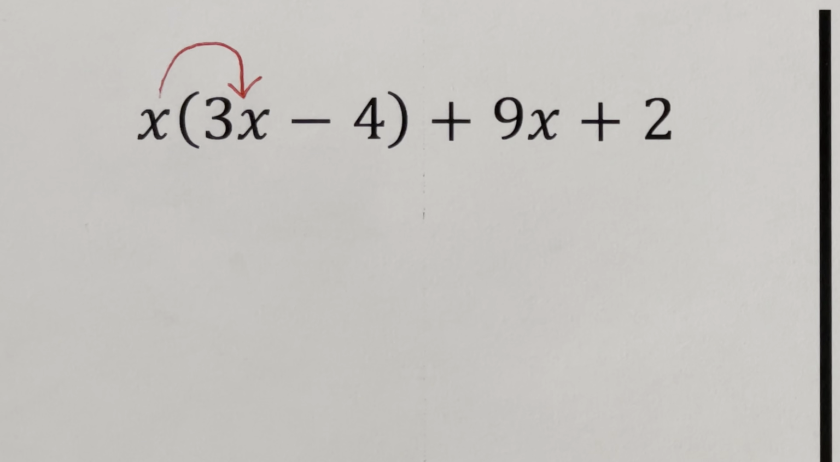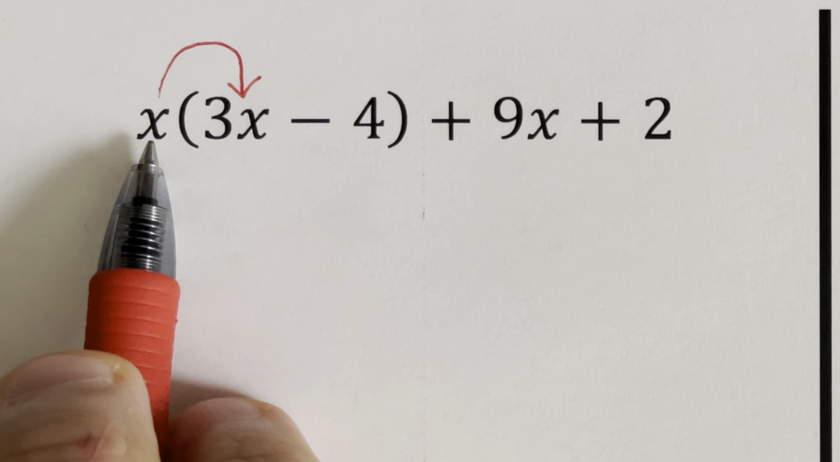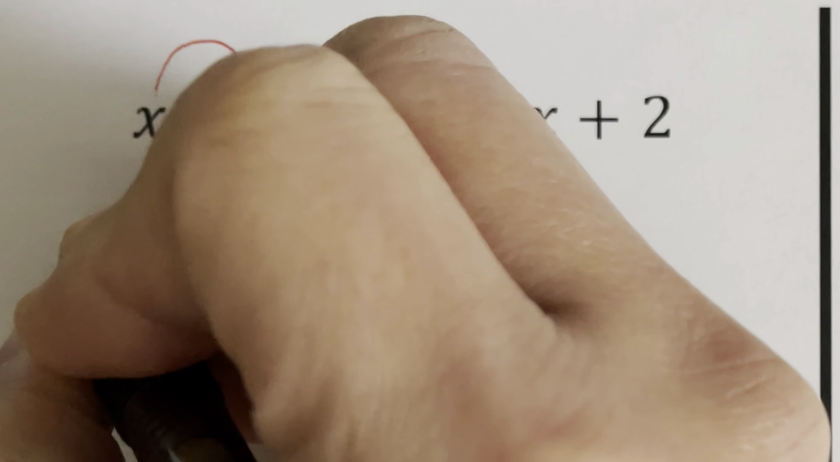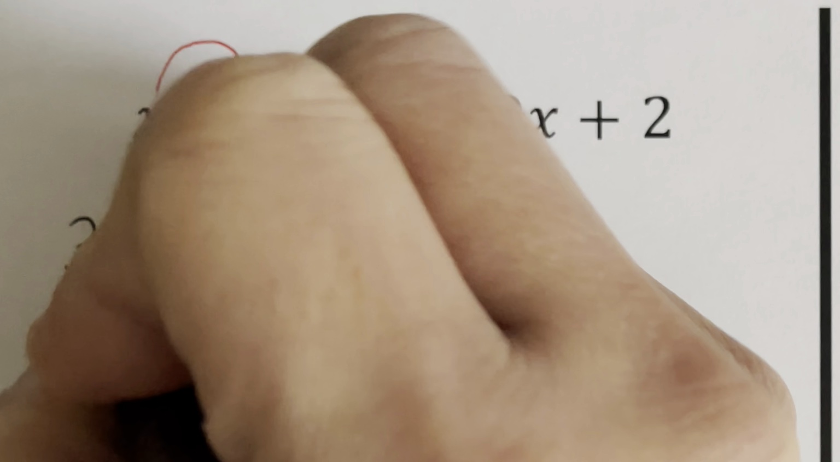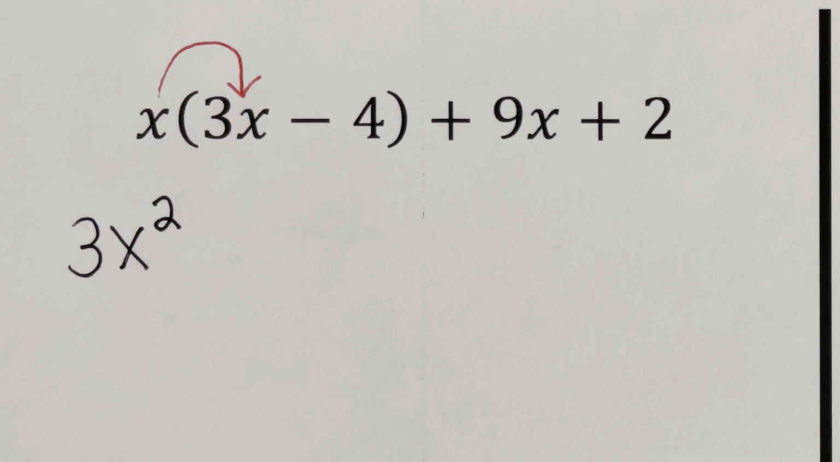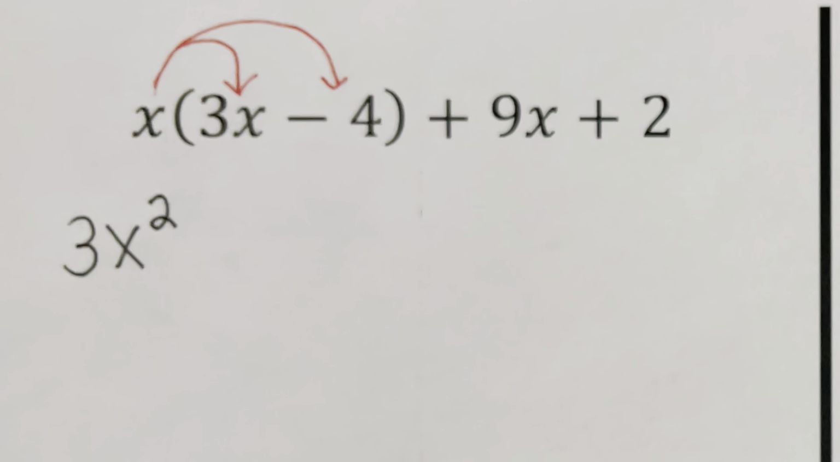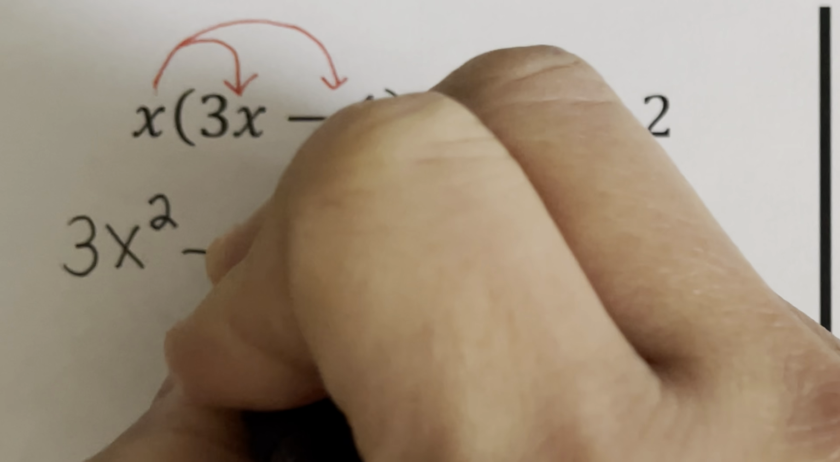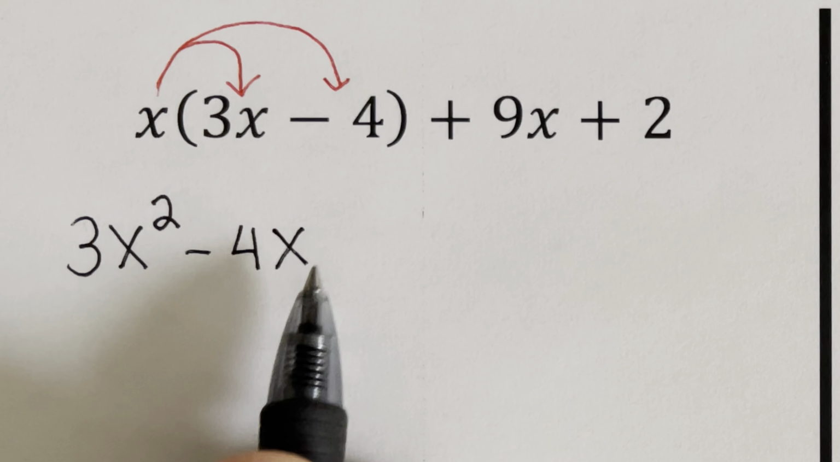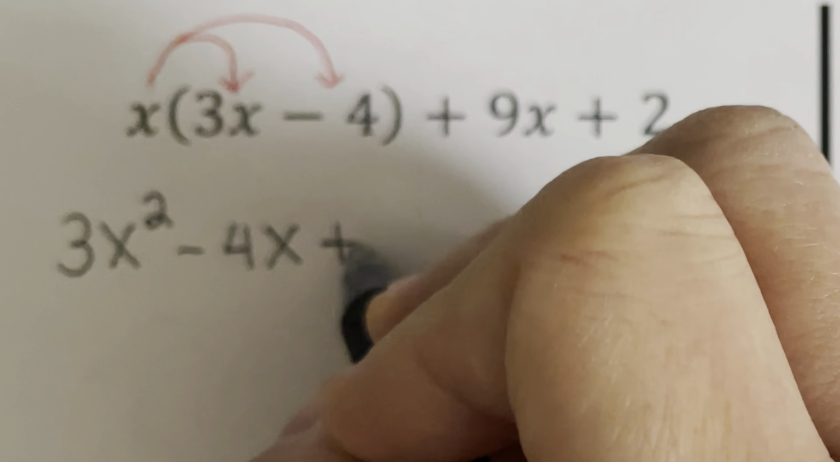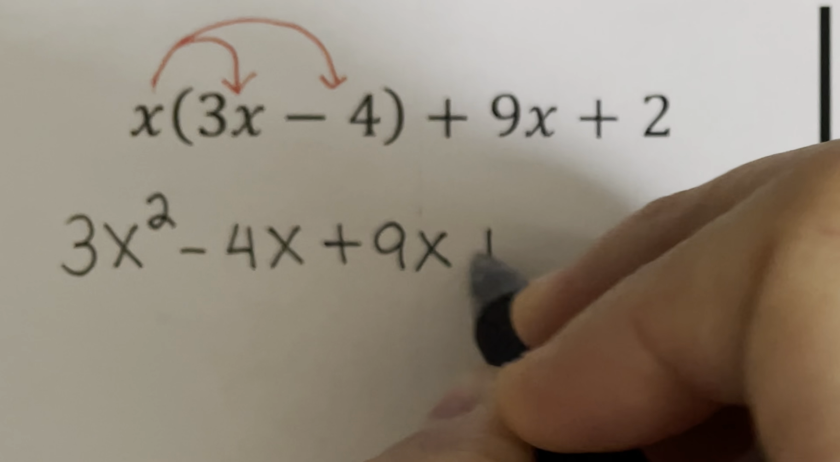So if I multiply x times 3x, that would come out 3x squared. So I'm just going to write it down here. So that's 3x squared. And then I'm going to distribute the other x to the negative 4. So x times negative 4 is a negative 4x. So I write negative 4x. And I'm just going to go ahead and write the rest of them down here. So that would be plus 9x plus 2.